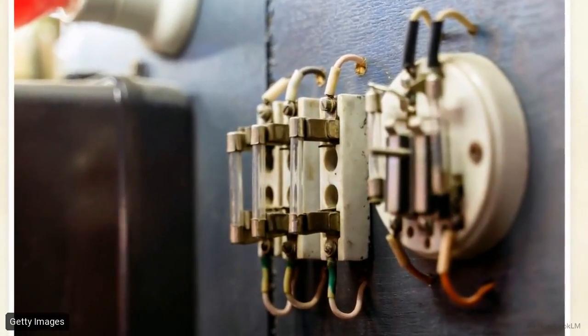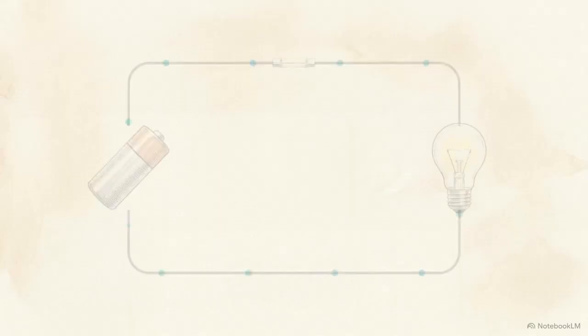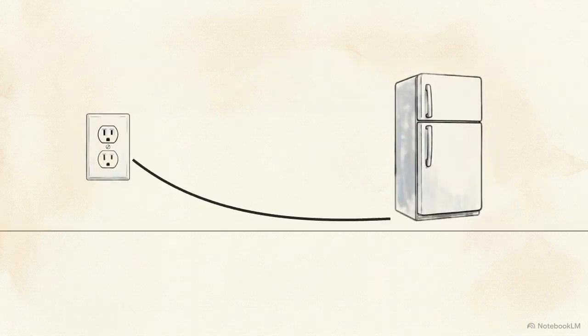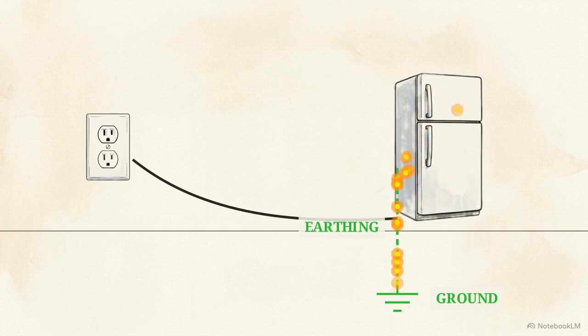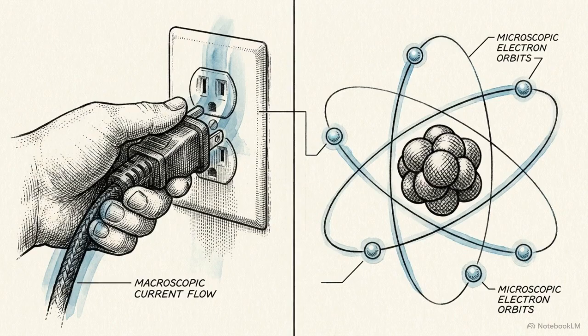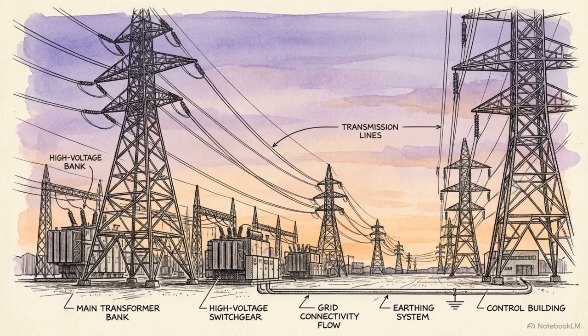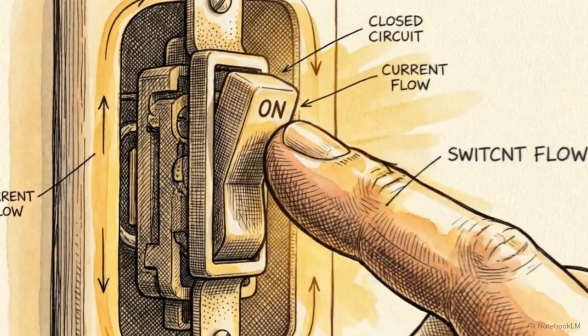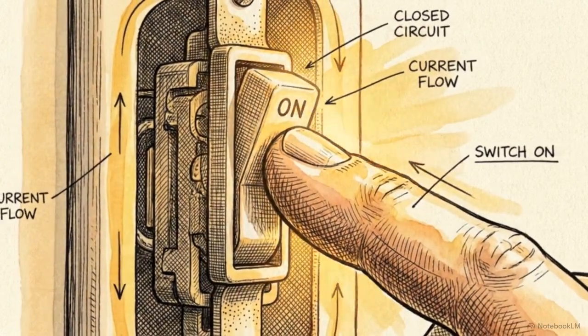A fuse contains a thin metal filament, a deliberate weak point designed to melt and break the circuit before the rest of the system can overheat. We also use earthing, which provides a low-resistance safety path into the ground for any leaking or excess current. Every time you use an appliance, you are engaging a system that spans from the microscopic detachment of an electron to a massive, regulated power grid. Flipping a switch completes this circuit, directing the flow of billions of invisible particles to safely perform work on your behalf.